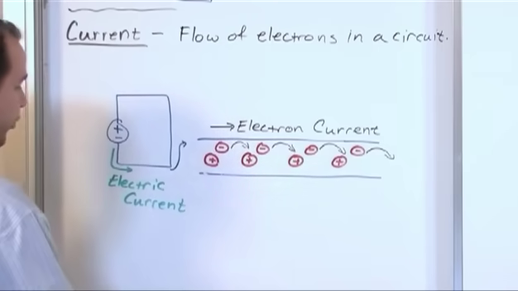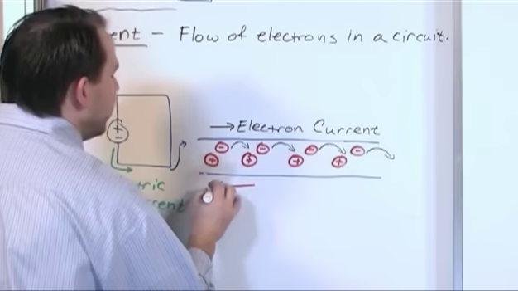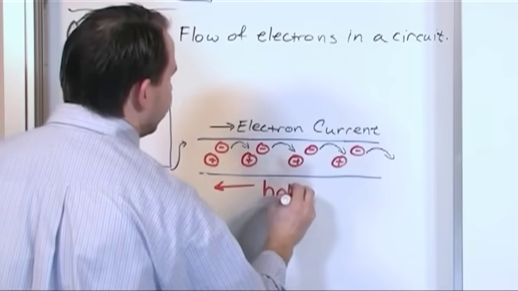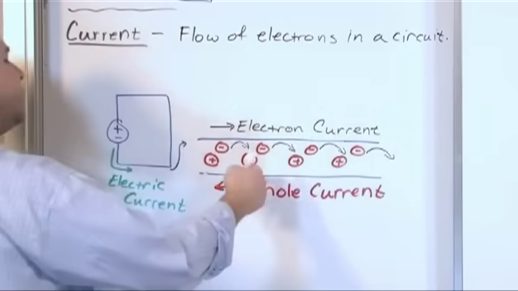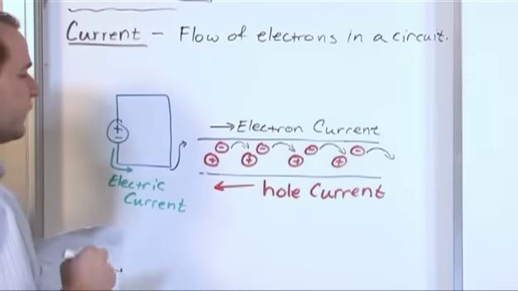But if it doesn't, all you really have to remember is that the real current that we talk about in engineering is called the hole current. And it goes in an opposite direction from the electric current, which is the real life thing that's happening. And it's a mathematical convenience.